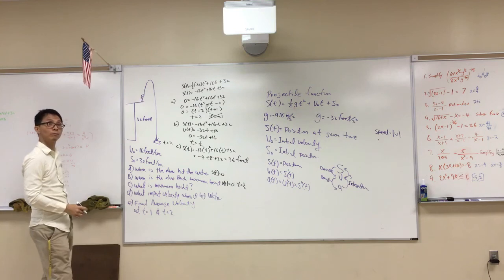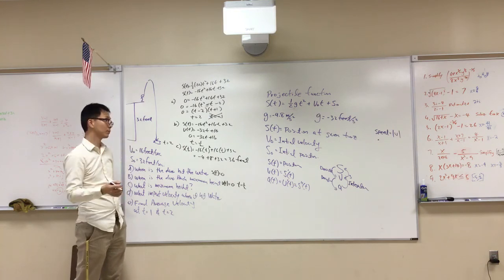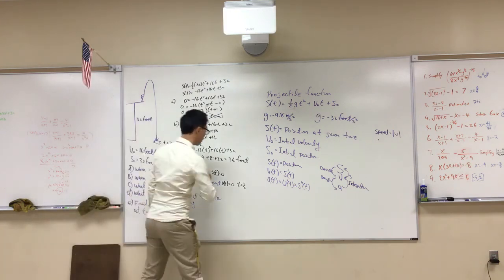So for B, you just take the derivative and then solve for t. Take the derivative, set the velocity equal to 0. Okay? So now we're going to go with D.